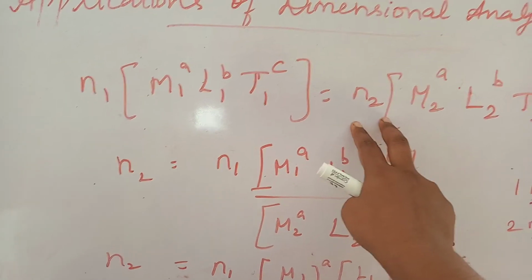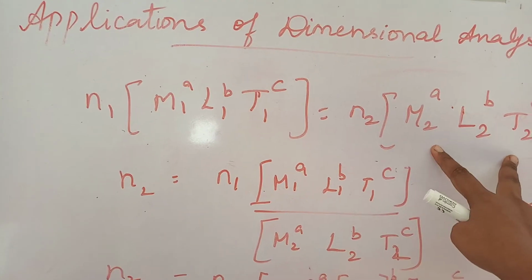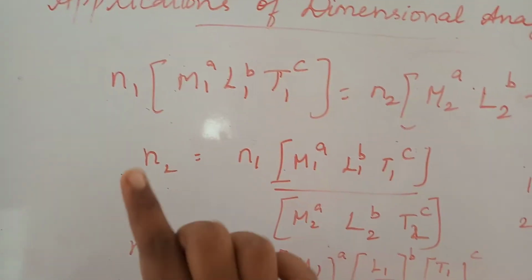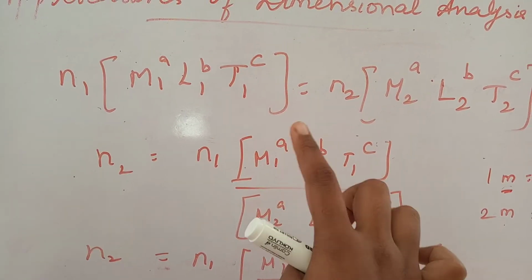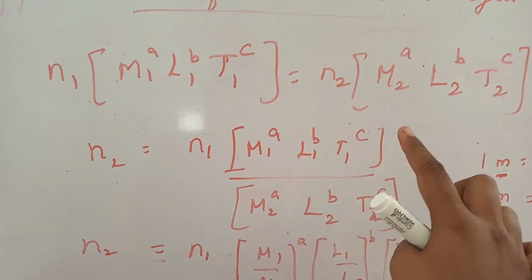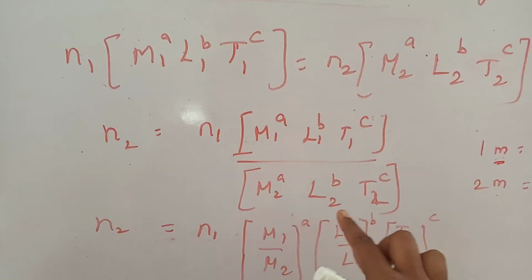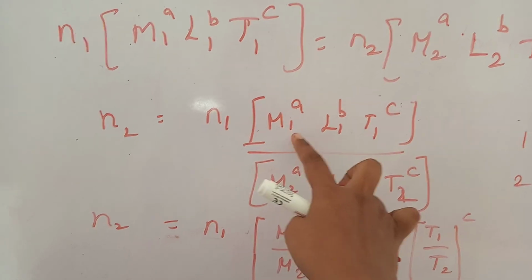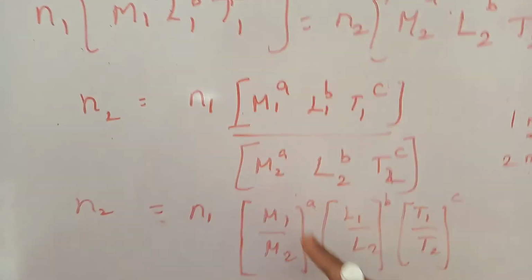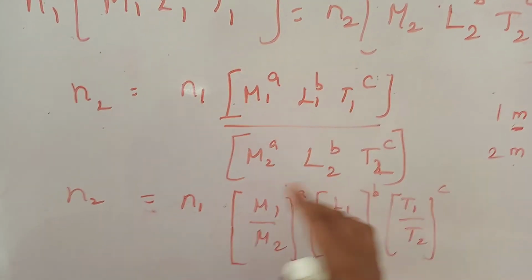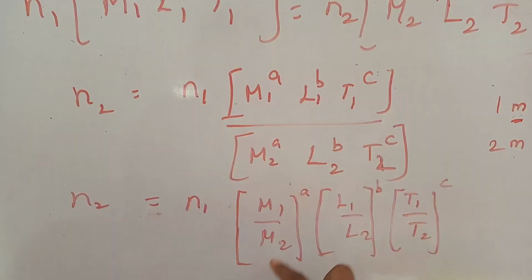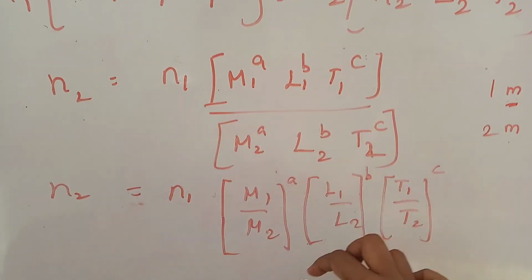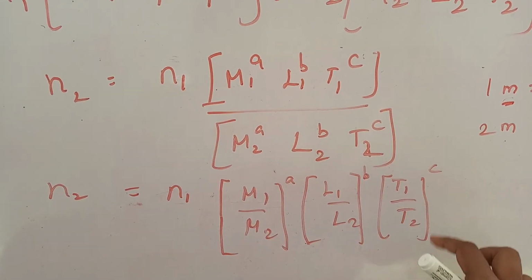So I want to find this one, n2. For that, bring this part to the left hand side, and I want only n2. So n2 is equal to n1 into M1 power a, L1 power b, T1 power c divided by M2 power a, L2 power b, T2 power c. I can write this simply with M, L, T separately. So n1 into M1 by M2 whole power a, because both have the same power, so it can be in general whole power a. Similarly L1 by L2 whole power b, T1 by T2 whole power c.